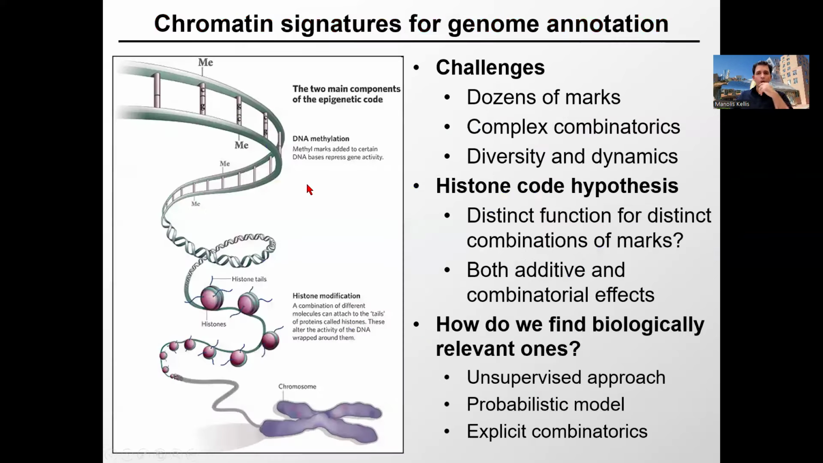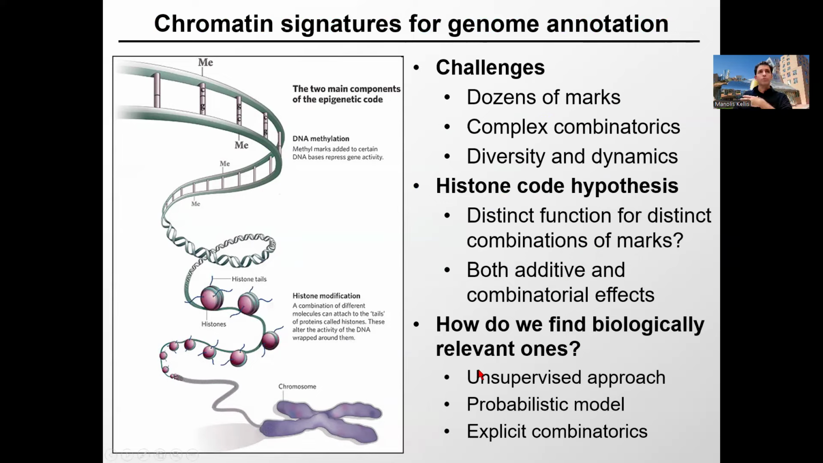Okay. So here's the challenge. We have dozens of histone modification marks. They can arise in very complex combinations. They're extremely diverse, extremely dynamic. And maybe there are distinct functions for distinct combinations of marks. And there might be both additive and combinatorial effects. How do we find the biologically relevant combinations of marks?